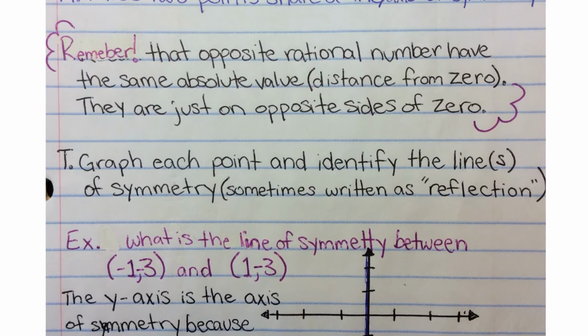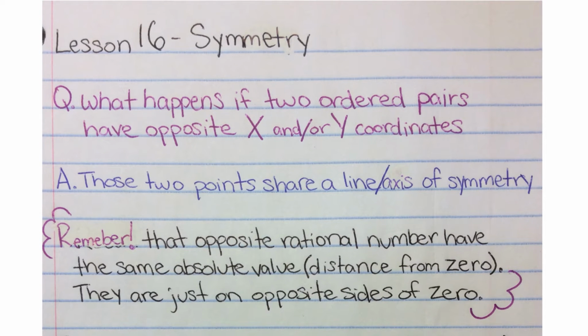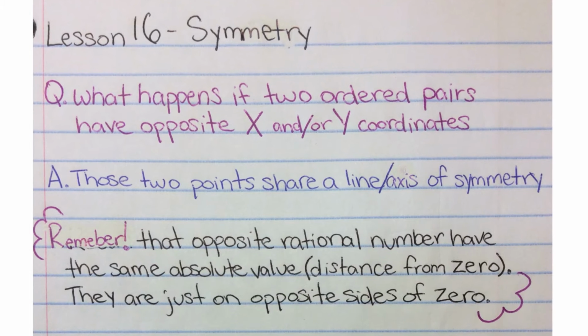Now, this lesson may be a little bit tricky, and it's going to take us to use our imagination as we look at the coordinate plane and how 2 points can share a line of symmetry. But let's take a look at the question to get started. What we hope to be able to answer at the end of the lesson is, what happens if 2 ordered pairs have opposite x and or y coordinates?